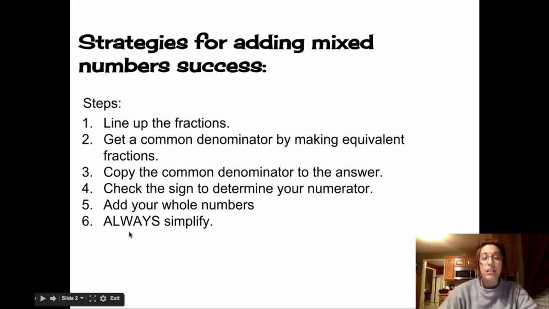You may end up with a fractional part that is more than 1. In that case, you'll have to add whatever's left over to your whole numbers. So let's look at some practice for adding mixed numbers.